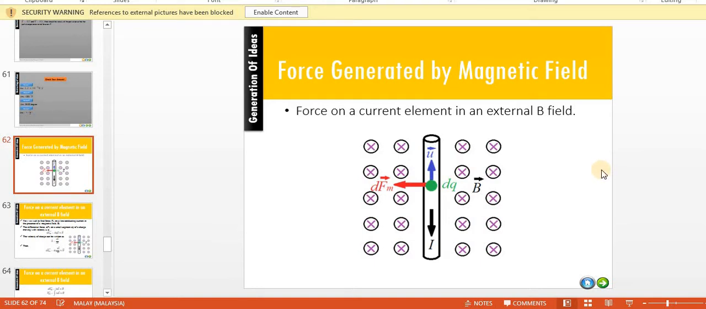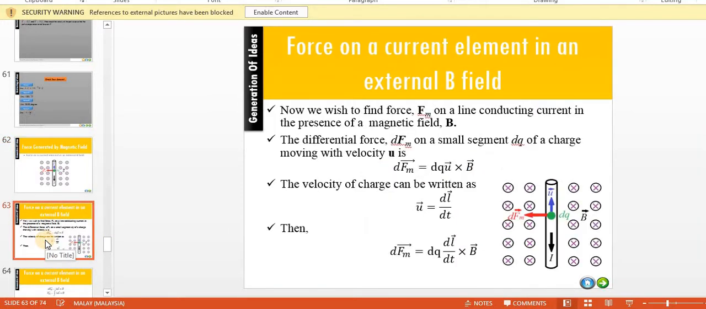Now let's look at the force generated by a magnetic field and the force experienced by a current element in an external magnetic field. External magnetic field means that this magnetic field is not produced by this current. This is the external magnetic field. In order to calculate this, the force experienced by a small segment dq of a charge moving with velocity u is given by this.